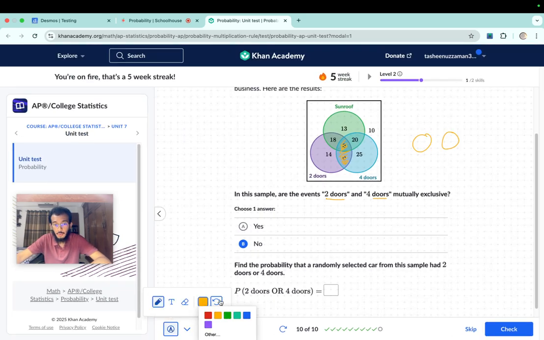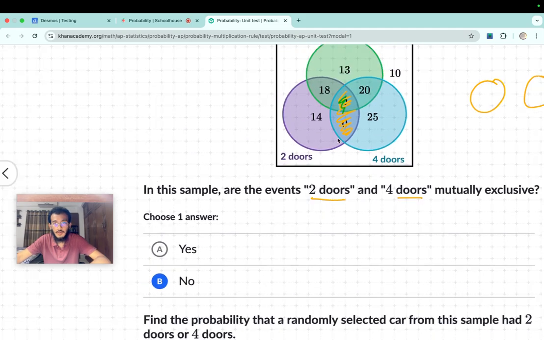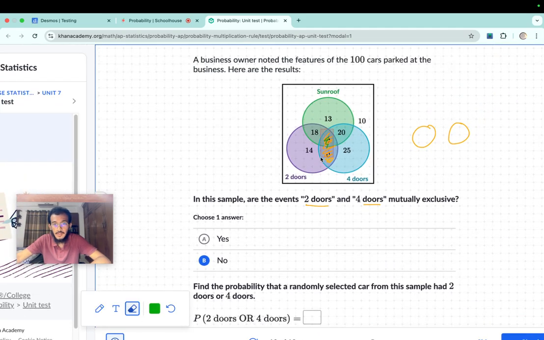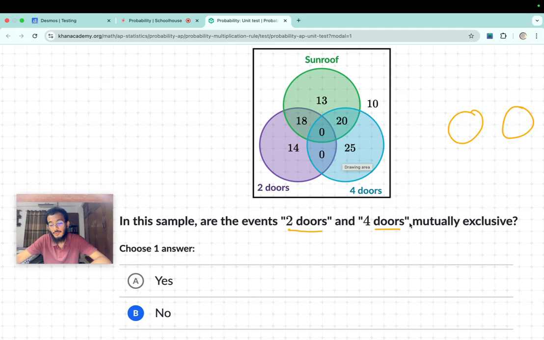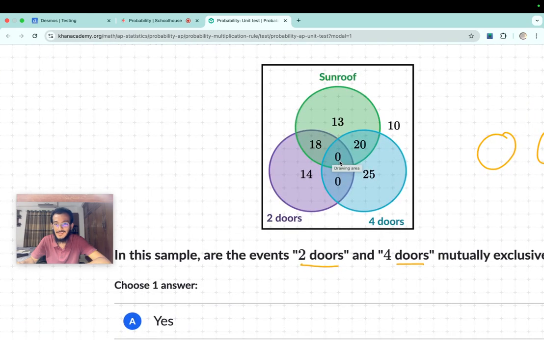Okay, so first find 2 doors. If you want 2 doors, we want to erase in order to see the numbers here. Oh, it's 0. Wow, that's interesting. So are 2 doors and 4 doors mutually exclusive? Which means if you have 2, you can't have 4. Yeah, they are mutually exclusive. It's a tricky one though. Writing zero. But what's the point in writing it?